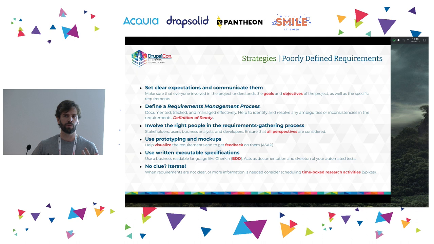And if we have no clue what needs to be done, we should iterate. Sometimes when you are involved in a project, you don't know what's going to happen next. So start small, iterate in the first sprint, and you will evolve. Sometimes it's not possible to get all the definition of the product of your project or any feature. So the idea is to go incremental.